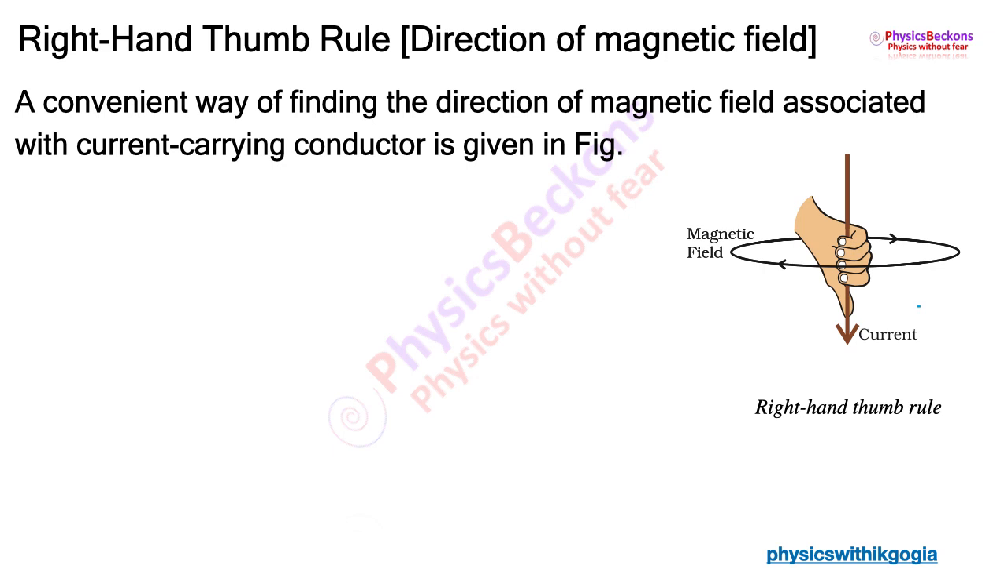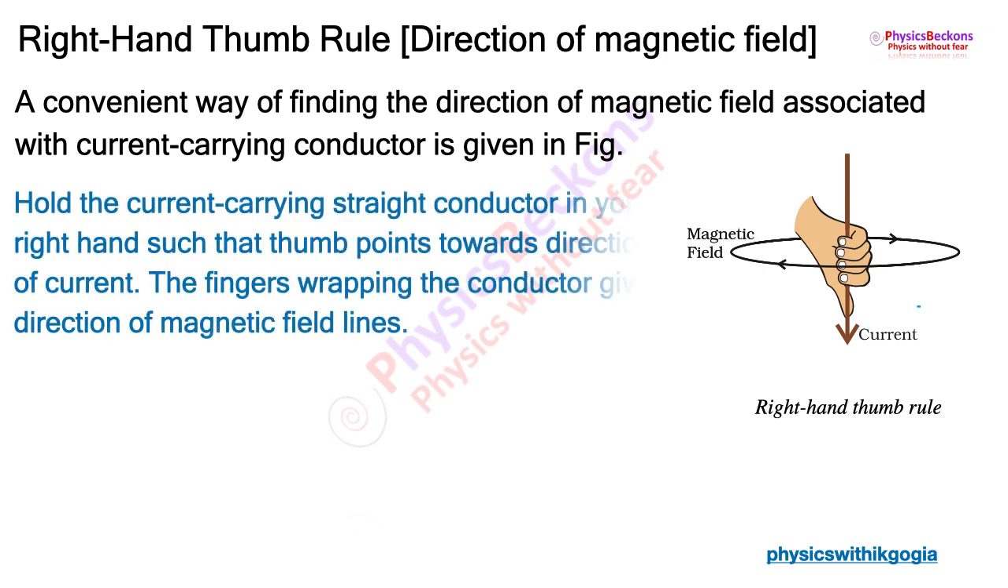Now, let us study the rule which is called right hand thumb rule to find the direction of the magnetic field due to a straight current carrying conductor. For the purpose, what you have to do is look at the diagram. The diagram is self-explanatory. Hold the current carrying conductor in your right hand such that the thumb points towards the direction of current. See red arrow, the current is flowing in downward direction. The thumb of the right hand is also pointing downward.